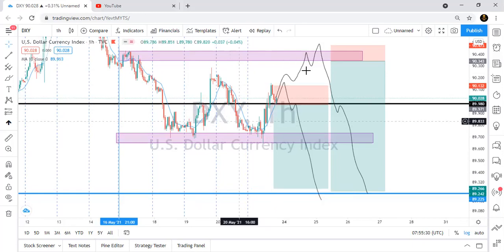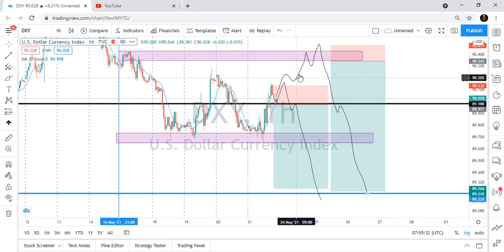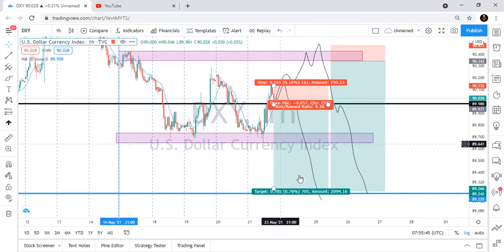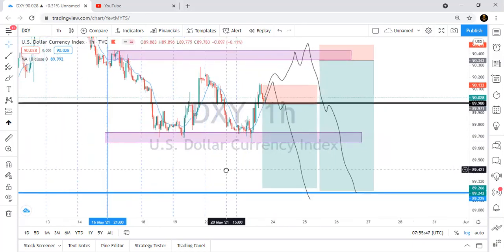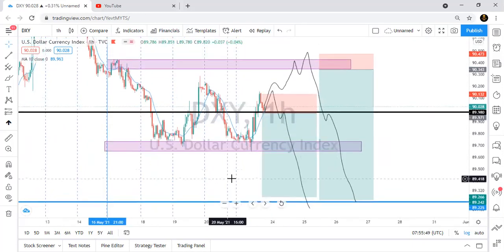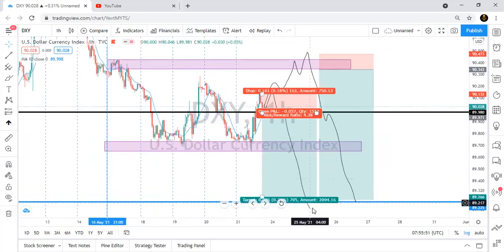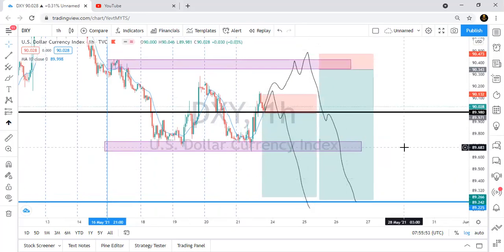That's why I think it might take this second option, whereby it has to go up and then come down. But if I just see a break from this demand zone, then I'll be selling. Because from what I see on DXY, I think it has to go down somewhere before it goes up. That's what I think.